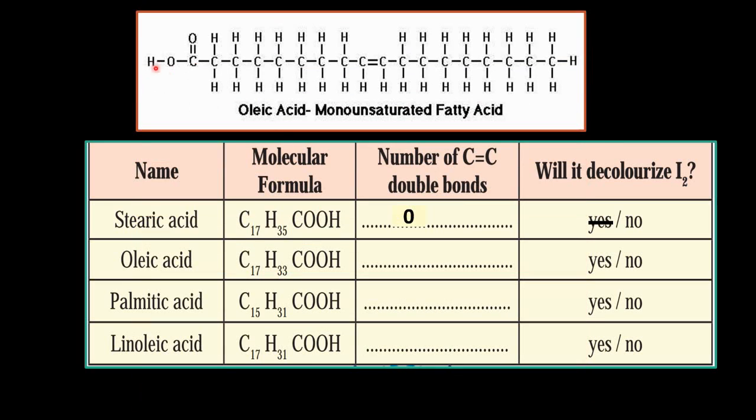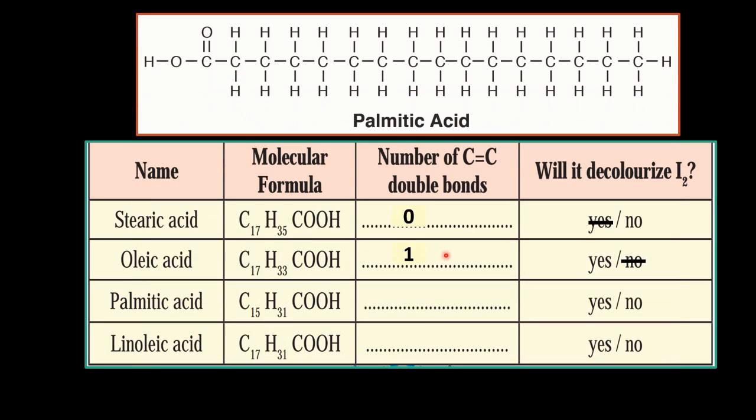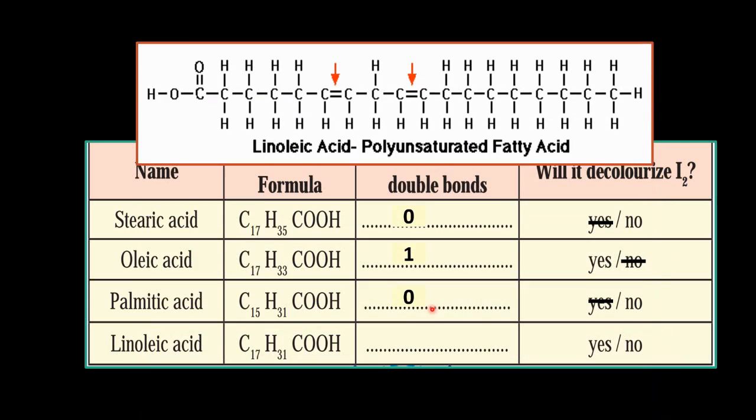The next structure we are seeing is oleic acid with the formula C17H33COOH. You can see the presence of a double bond in oleic acid. There is one double bond. So it will decolorize iodine. The next hydrocarbon we are seeing is palmitic acid with 15 carbon atoms. As you can see, all the carbon atoms are linked only with a single bond. It is a saturated hydrocarbon with no double bond. So it will not decolorize iodine.